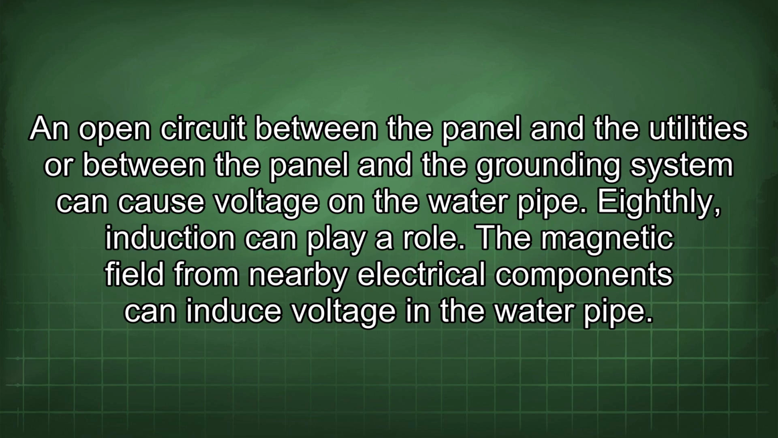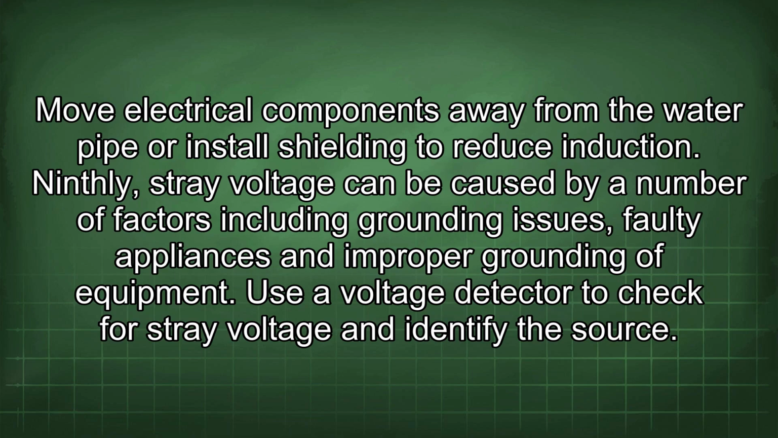The magnetic field from nearby electrical components can induce voltage in the water pipe. Move electrical components away from the water pipe or install shielding to reduce induction. Ninthly, stray voltage can be caused by a number of factors including grounding issues, faulty appliances, and improper grounding of equipment. Use a voltage detector to check for stray voltage and identify the source.